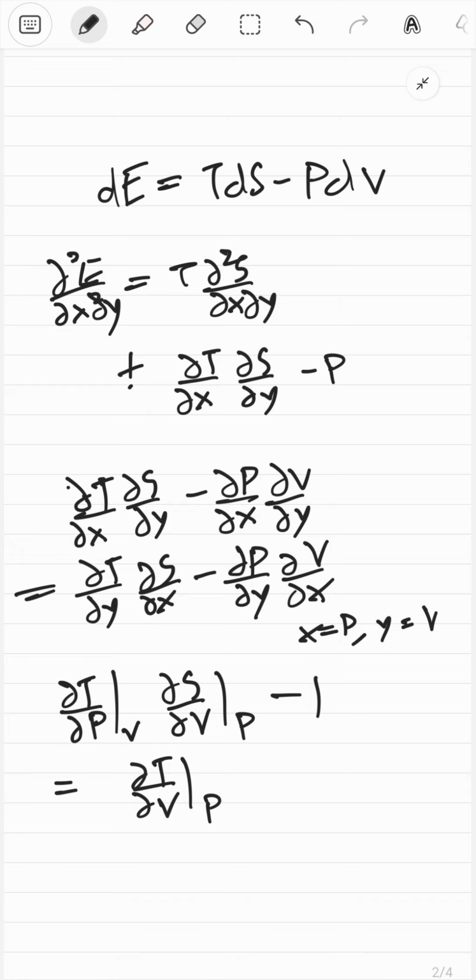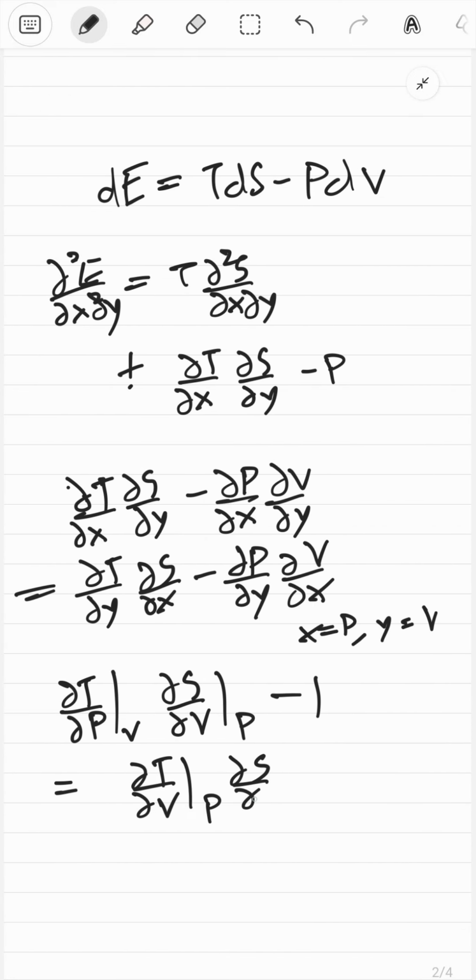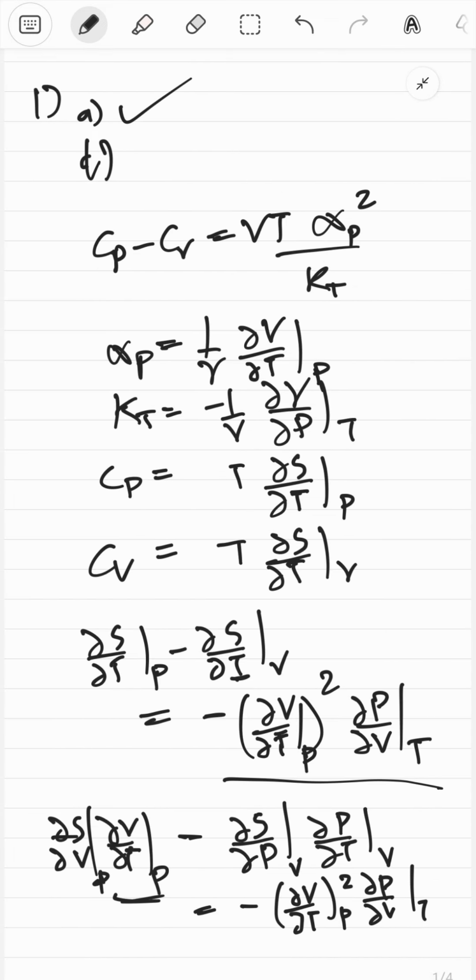yeah, that's the thing. And we just have partial s by partial, what is it called though? Partial p at constant volume. This looks awfully familiar to something. Yep, it does. Obviously it does. So look at this stuff.